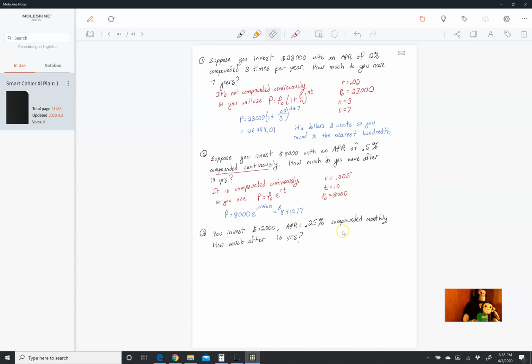So this doesn't say compounded continuously, which means that we're using this equation up here. So our R is 0.0025. Remember to divide by 100. Our N is monthly, so our N is 12. Our T is 16, because we want to know how much we have after 16 years. And our P0 is 12,000. So again, it's a plug and chug. We're doing 12,000 times 1 plus 0.0025 over 12 to the 12 times 16.